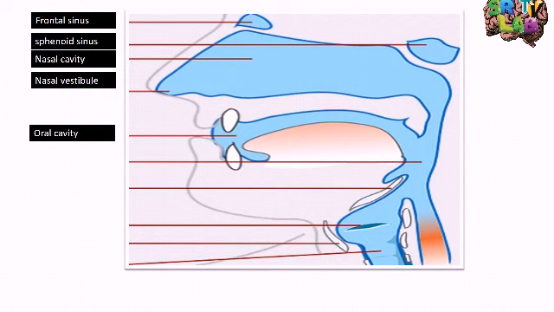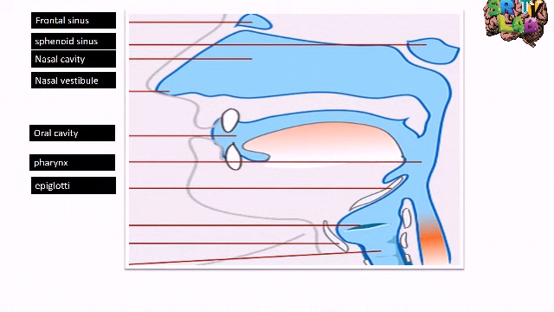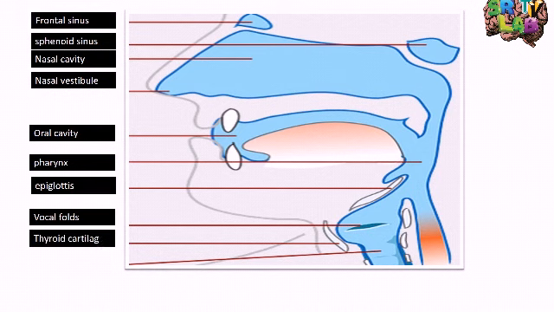Then we see the oral cavity or buccal cavity, the cavity within the mouth. Then here we see the pharynx. Below the pharynx we see the epiglottis. Then we see the vocal fold at the larynx. Then in front of the vocal fold we see the thyroid cartilage, and below the thyroid cartilage we see the cricoid cartilage. There it is at the beginning of the trachea.